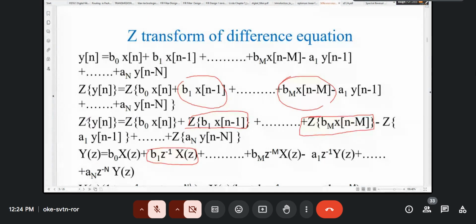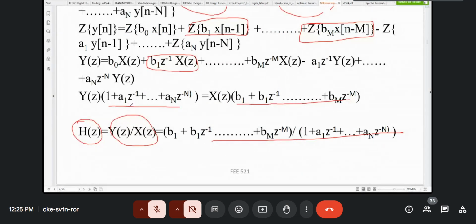Of course, we know Z of y of n is actually Y of z. Z of x of n, you can put the b naught outside, is b naught X of z, and Z of b1 x of n minus 1 is simply b1 z to the power of minus 1 X of z, and you go up to b m z to the minus m X of z. Then you subtract the delayed samples of y, so that becomes a1 z to the minus 1 Y of z. I think this is clear.